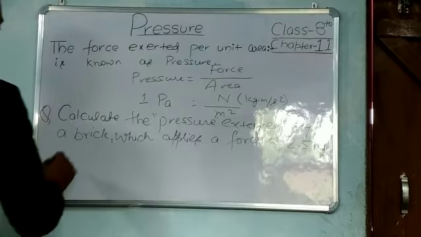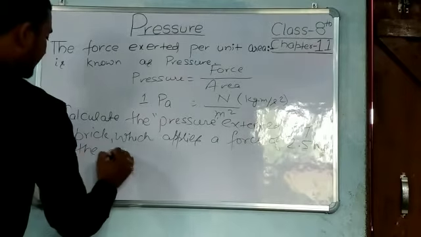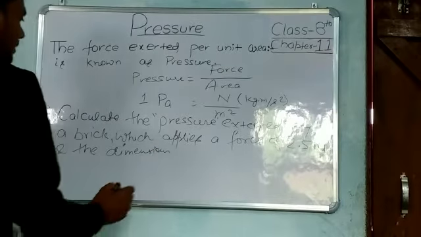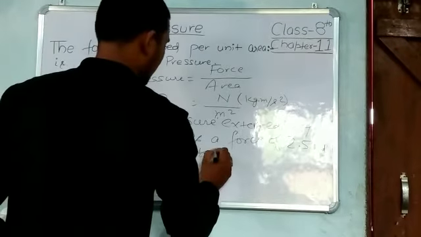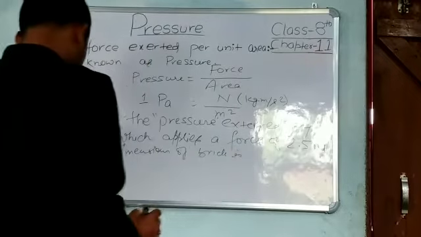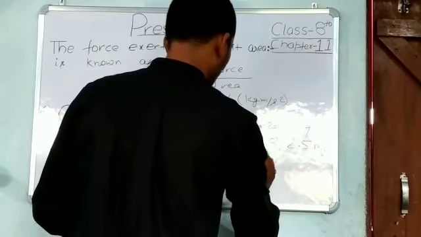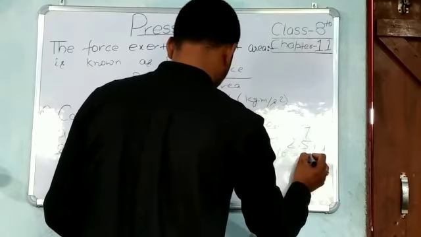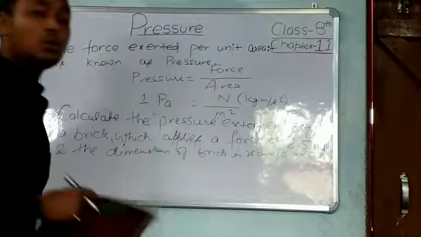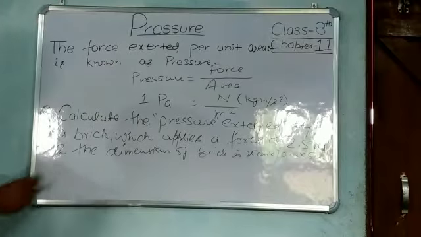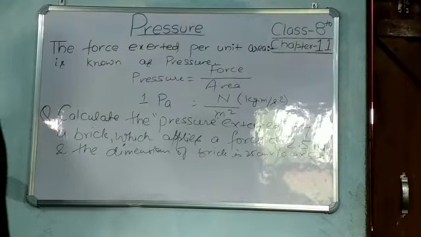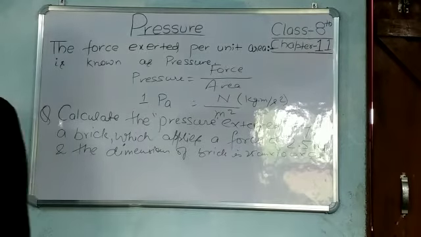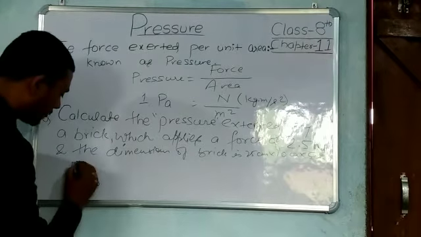And the dimension of the brick is 25 centimeter into 10 centimeter into 5 centimeter. We know that a brick is a three-dimensional figure, a solid cuboid.